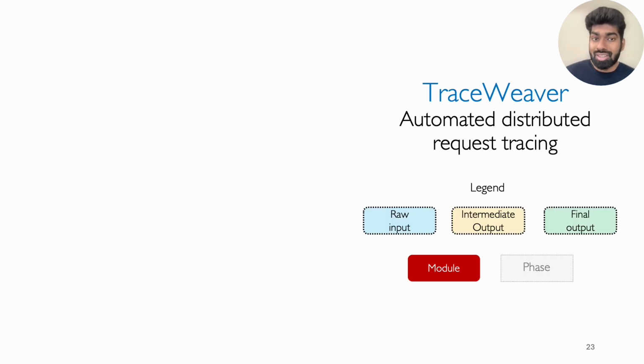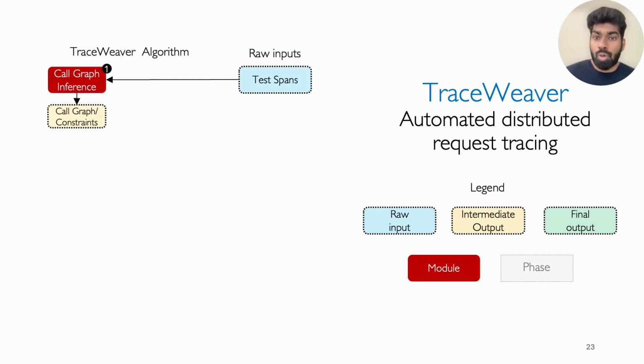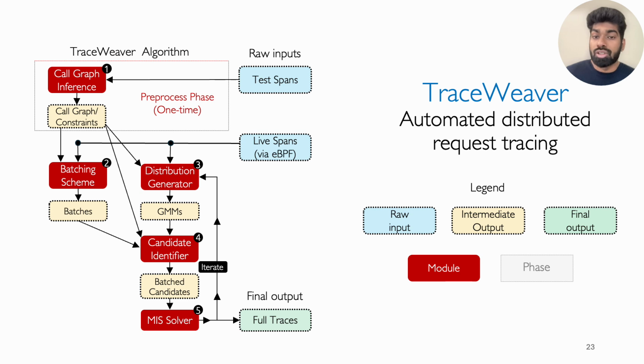Finally, putting it all together, this is how TraceWeaver operates. First, we collect test spans in our developer environment and pass them to the call graph inference module, which outputs the call graph and the constraints. This is a one-time pre-process phase. Then during runtime, we collect live spans and run a suite of techniques to output the fully mapped traces. This is the reconstruction phase, which is an ongoing phase.